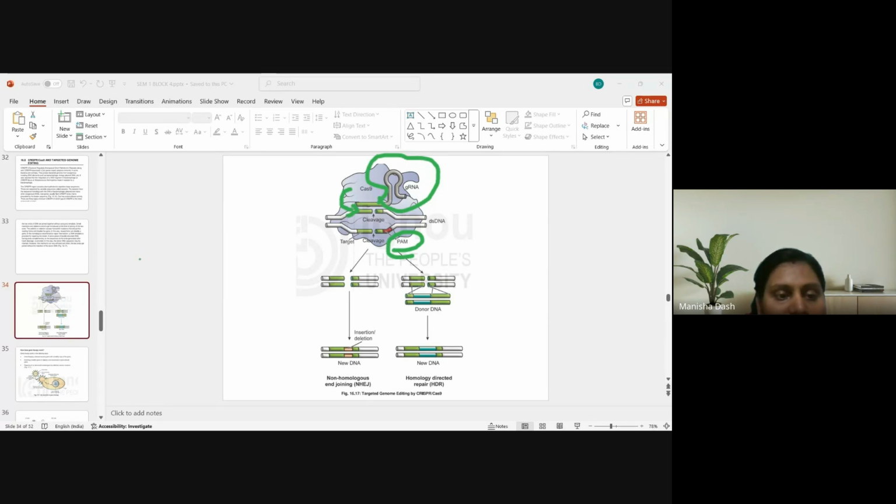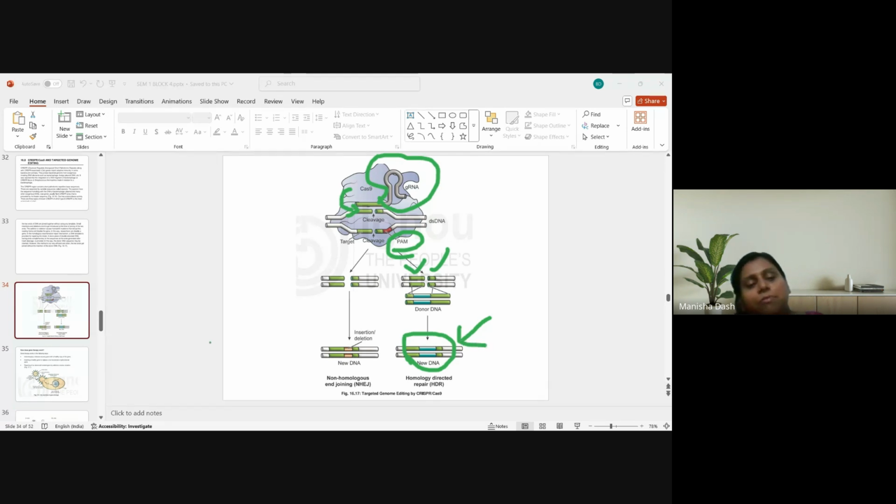At that site the cleavage is done, and after the gene is cleaved you can simply insert the donor DNA. As these two sites will be homologous to each other, there will be homology directed repair of the DNA, and now this segment is having the gene of your interest.